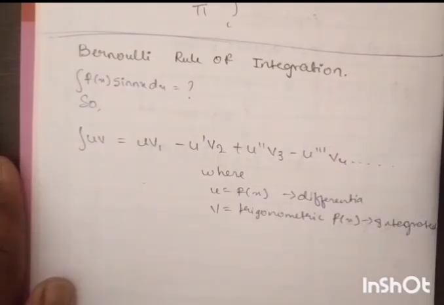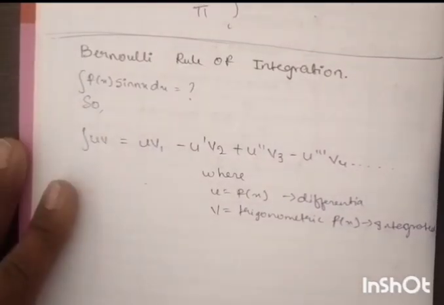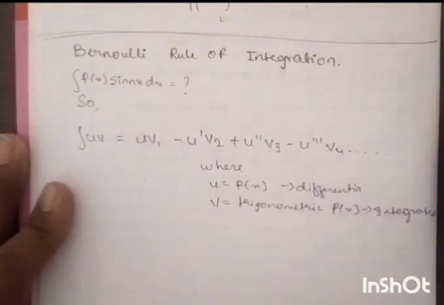and u dash, u double dash, u triple dash are nothing but differentiations. U is the term that is initially given, u dash is the differentiation of u, u double dash is the differentiation of u dash, and u triple dash is the differentiation of u double dash. v1, v2, v3, v4 are successive integrations of v. So now we'll see some of the problems.